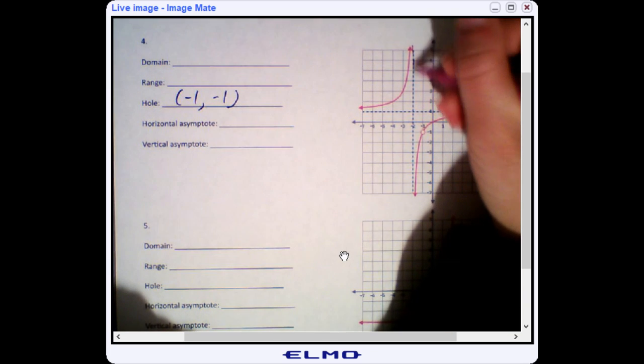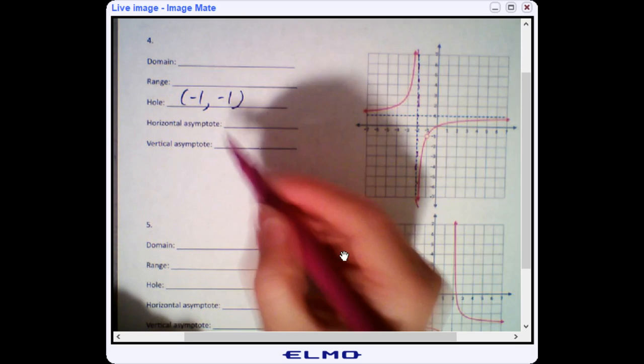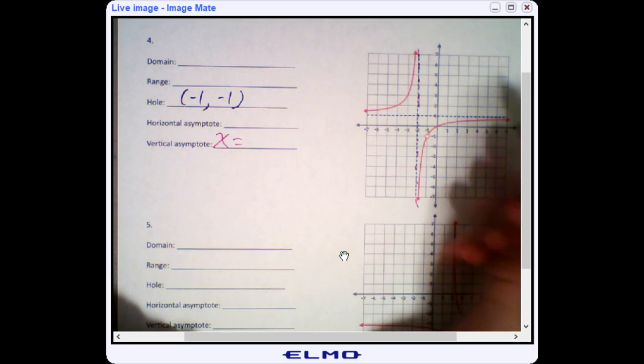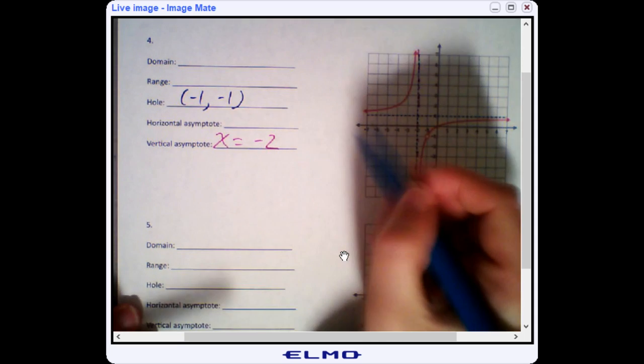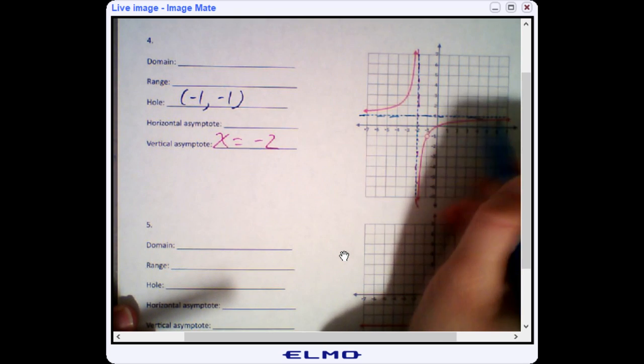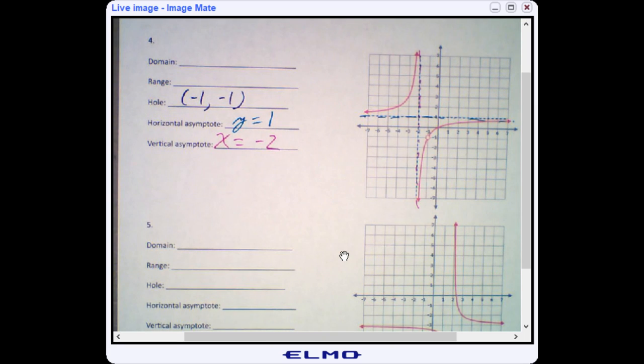So this is my vertical with a pink. My vertical line is always x equals, so it's going to be x equals -2. The blue is my horizontal, and it is always going to be y equals. In this case, it's going to be 1. And then my domain and range.